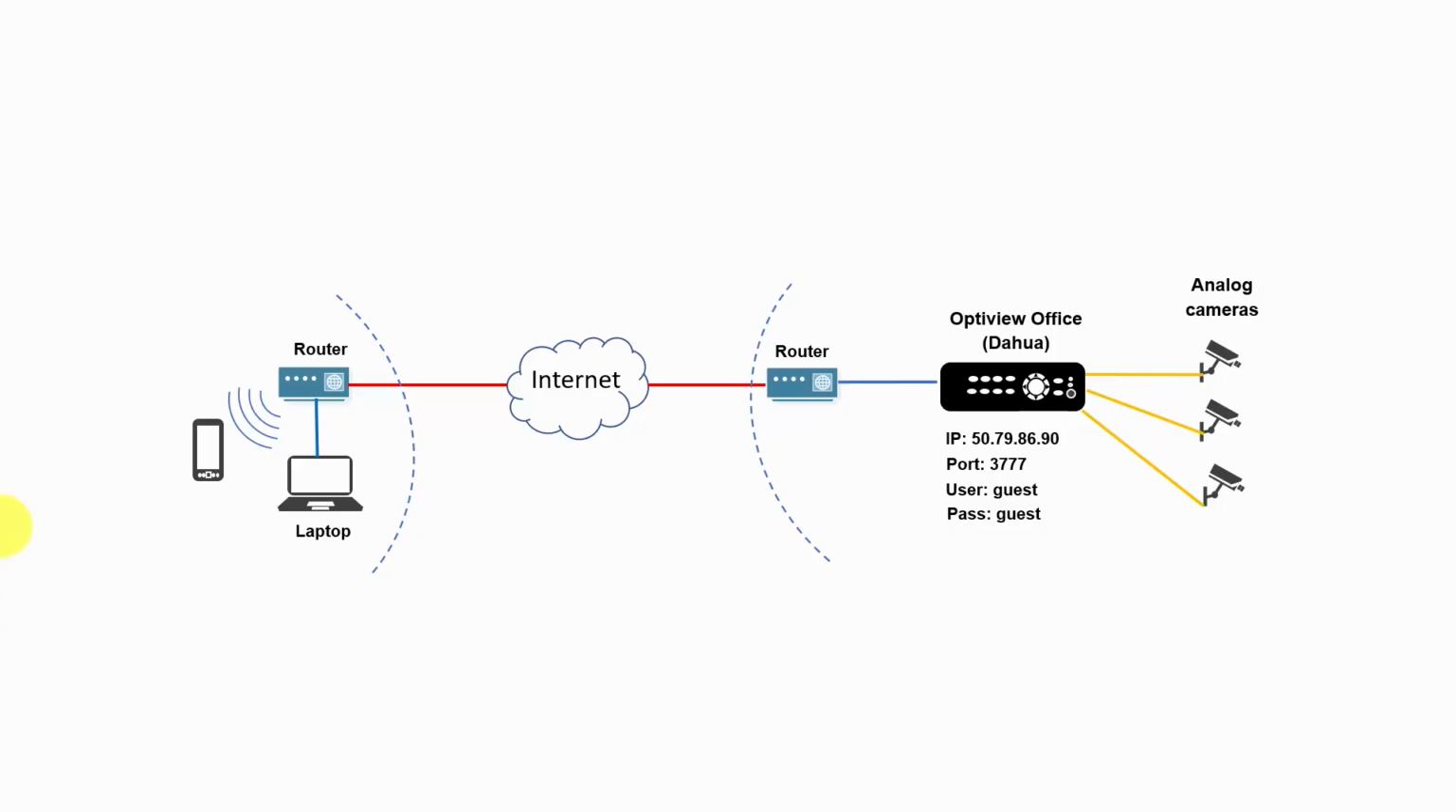Let's go here to my computer. I can show you a diagram and explain something first. So here I have a diagram that represents my office on this side. Then I have the internet, and on the other side of the internet I have another area with an office, this OptiView office. They have their DAWA based DVR with some cameras, and there is an IP for this DVR. There is a port, user, and password.